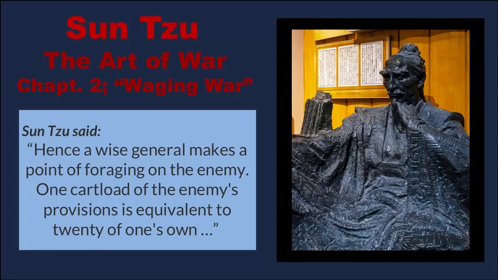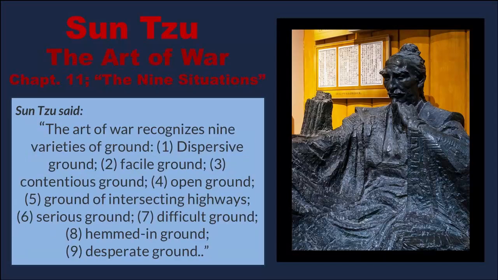In order to understand the situation a bit more, let's return to Sun Tzu, where he talks about 9 varieties of ground, beginning with dispersive and facile ground, and moving on, we're going to note open ground, and then the various kinds of ground get progressively more difficult. So by the time that he reaches the end of these 9 types, he's talking about serious ground, difficult ground, hemmed in and desperate ground.